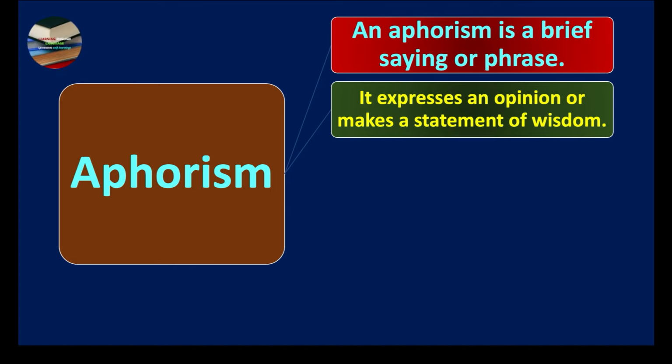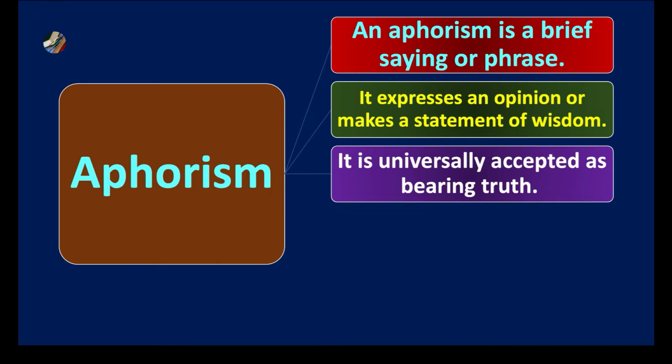So aphorism is a type of saying or phrase which expresses an opinion and makes a statement, formulates a sentence which talks about the wisdom of life. That is the point here. The next point is, it is universally accepted as bearing truth. So aphorism is universally acknowledged as a statement which has the shade of speaking the truth to the world.